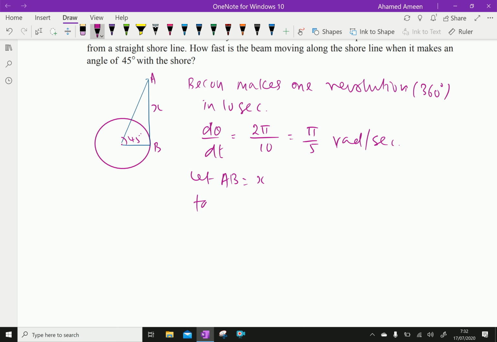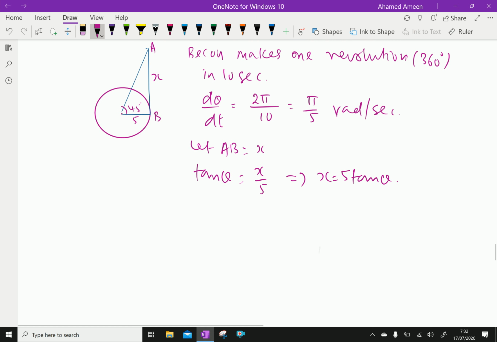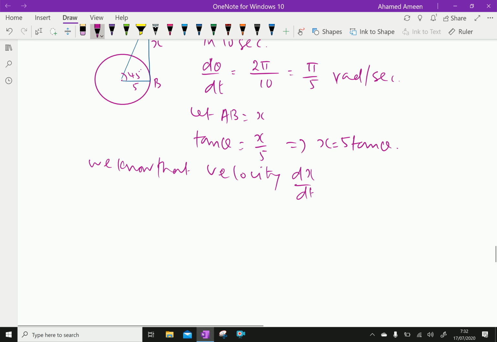From that we can say tan theta equals x over 5, here this is 5 kilometer, which gives x equal 5 tan theta. We know that velocity is dx by dt.